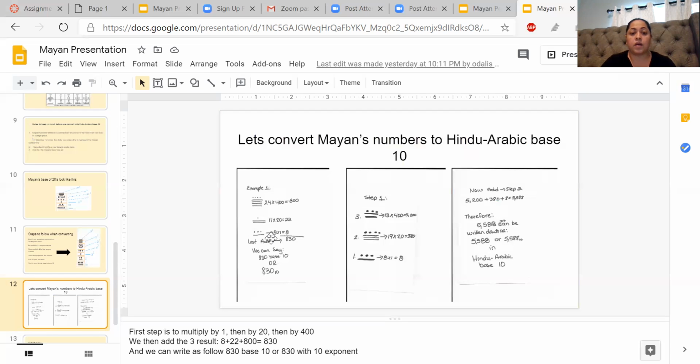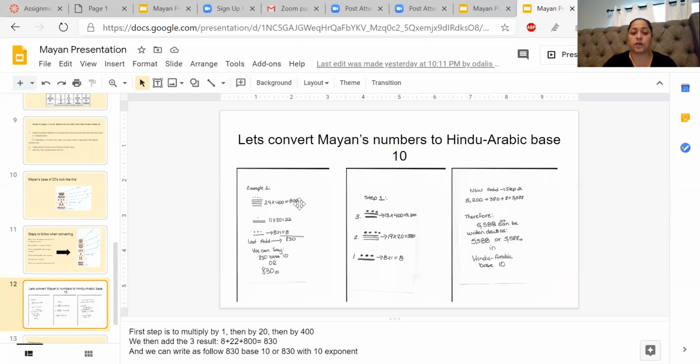So then we have to multiply, if we start from the bottom up, the number 8 right here, multiply it by 1. The second number will be the 20, so we'll multiply 11 by 20. The third number will be the 24, so we'll multiply 400 by 24. So when you multiply those numbers, 8 by 1 is 8, 11 by 20 is 220, and 24 times 400 is 9,600.